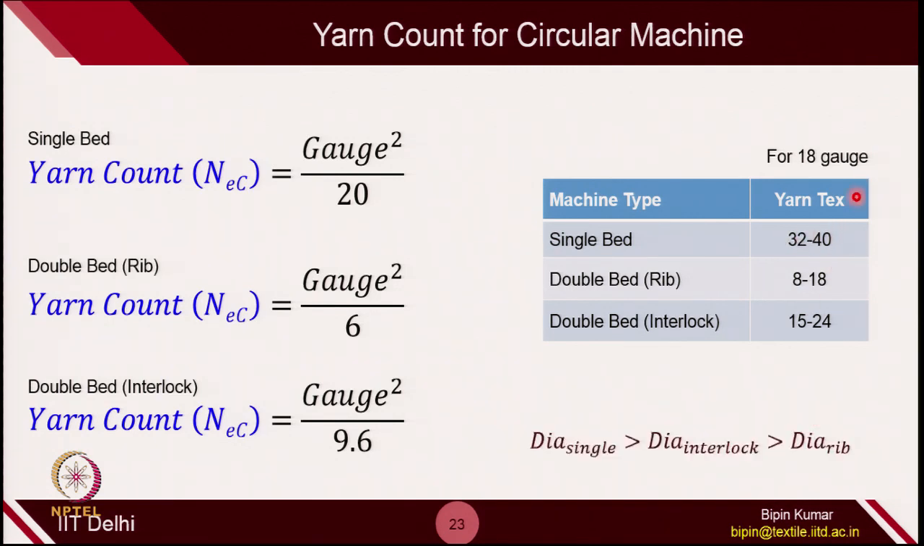If you connect tex with the diameter, you can easily see that higher tex means higher diameter. So, naturally on a single bed machine you can play with higher yarn diameter, and on a double bed interlock machine the diameter should be less than the single bed, but more than the rib machines. So, it is the rib where you have to be very careful, because the possibilities of yarn count are less, especially in terms of tex, and you have to play with thinner yarn. These are some of the careful observations knitters have made after so many years of experience in knitting.